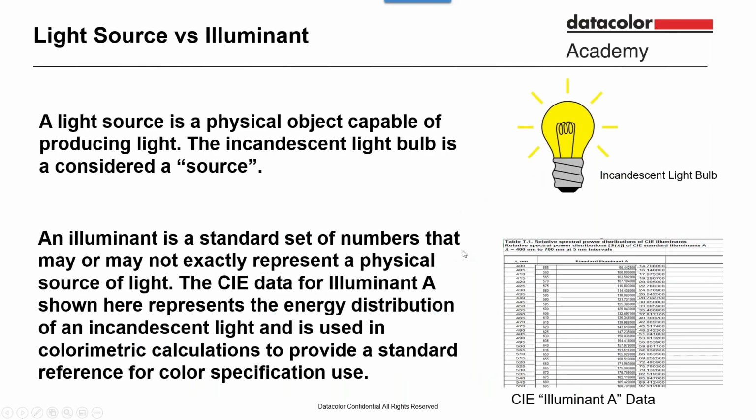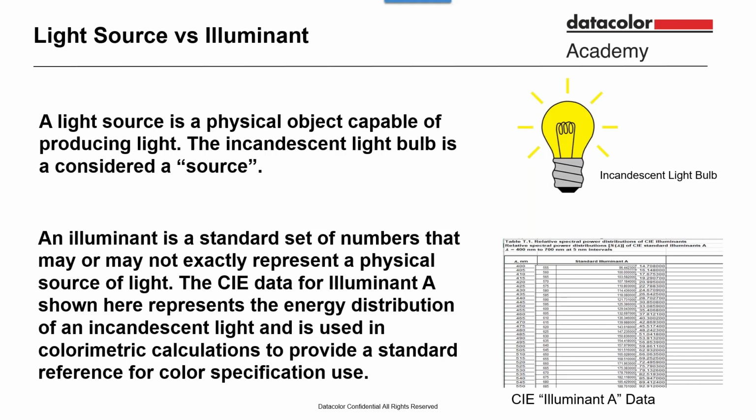Okay, now I was using the terms source and illuminant. And one thing, when we describe light sources, we must make an important distinction regarding the terminology we use. The terms light source and illuminant mean different things in the study of color. We use the term light source to refer to a real or physical source. For example, a specific incandescent light bulb is considered a source. And the illuminant refers to a light that is defined by a set of numbers that represent the spectral energy distribution of a real source.